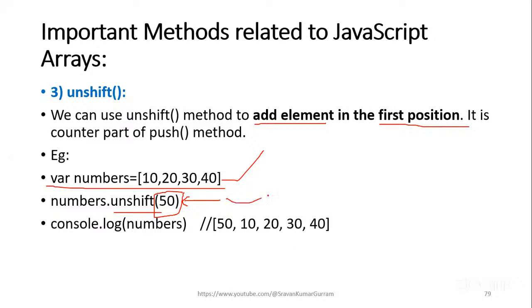So we executed this. After that, I want to recheck whether the element is added or not in the first position. For that, I am writing the statement again. Console.log numbers, the array name. After executing this statement, you will get the output 50. So this was added with the help of the unshift operation. 50 is added in the first position, and the remaining elements will be displayed as is. Those are 10, 20, 30, 40. So this is how to implement unshift.